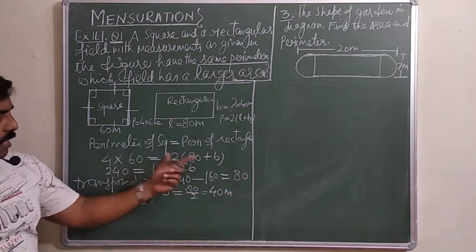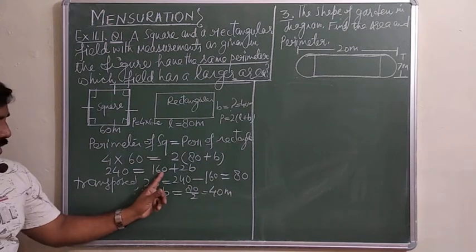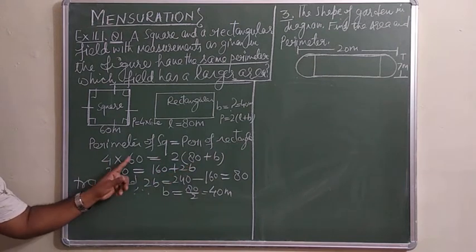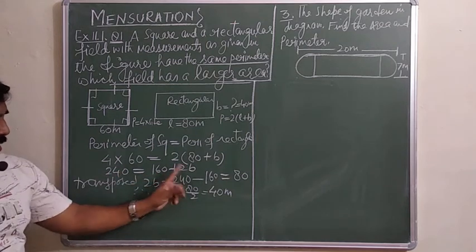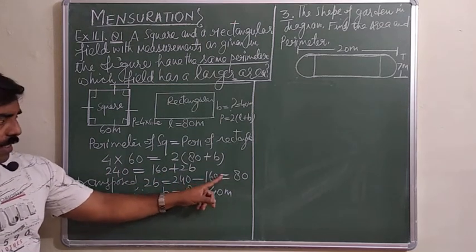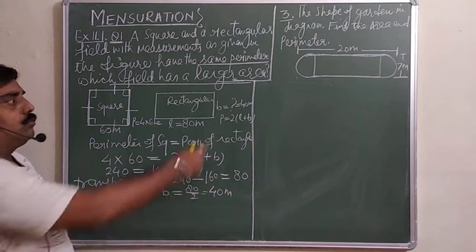Length is already given, 80. Calculate this one only. 160 into 2b, multiply 4 6 24. 240, you can transpose. So 240 minus 160, that is 80, divided by 2, you will get b. So you know the b is there.